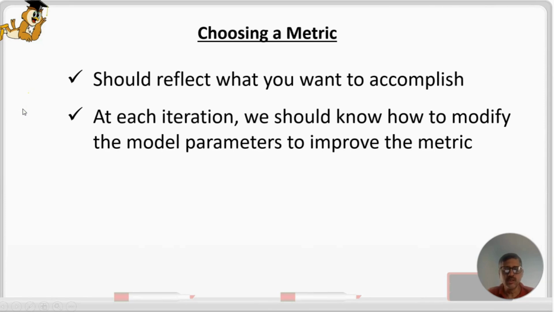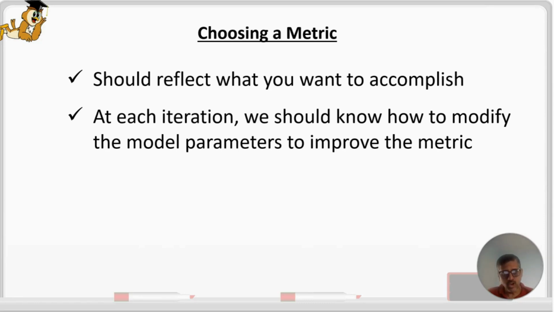Number two, at each iteration, we should know how to modify the model parameters to improve the metric. This is extremely important, right? I had done a rough hand calculation towards the end of our previous lecture, where we were randomly changing the model parameters, or randomly changing the weights, and we knew that changing these randomly was not going to get us anywhere, right?